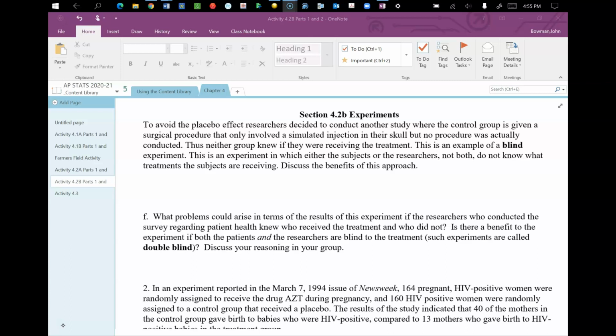So that would be a reason why, in this case, it would be good to do a double-blind experiment. Don't let the people doing the experiment know what treatments the subjects are receiving. Don't let the subjects know which treatment they are receiving by giving them a placebo.